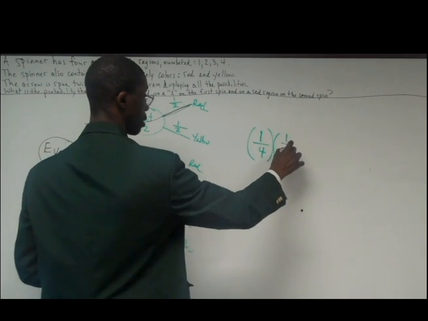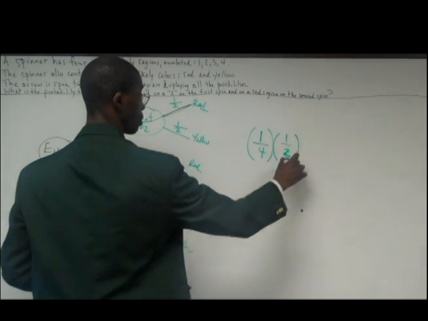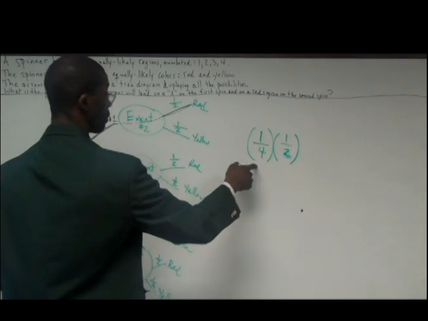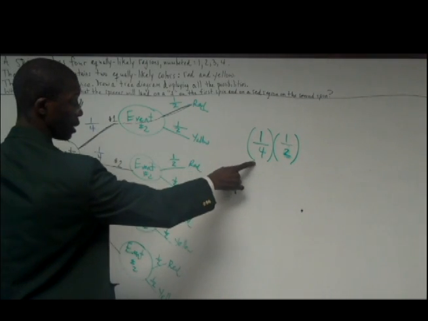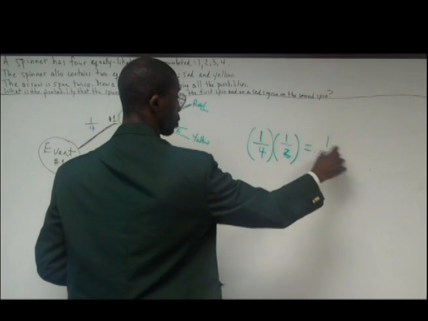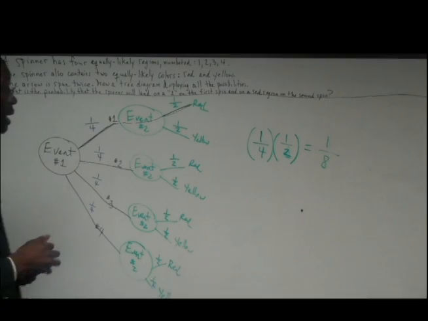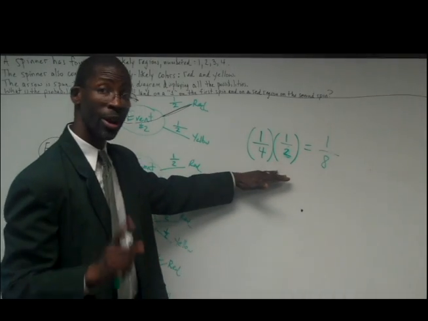times 1/2. This is the probability of getting a 1 on the first spin. This is the probability of getting a red on the second spin. Multiplying those fractions gives us 1/8, 1 out of 8 possibilities. Now, that's how this is solved numerically.